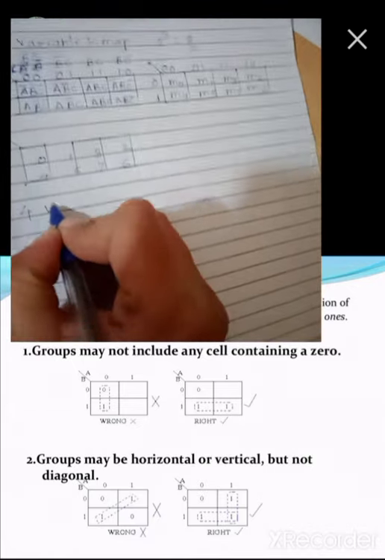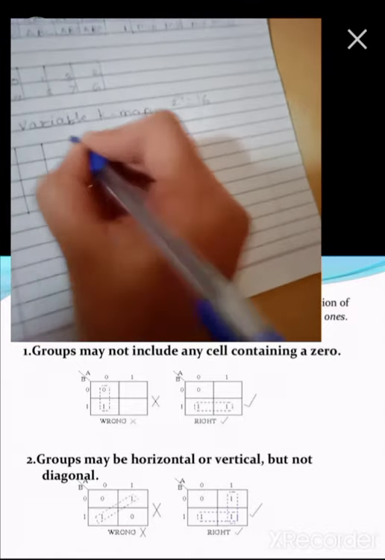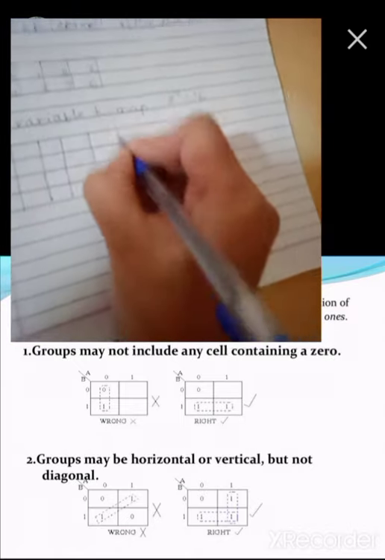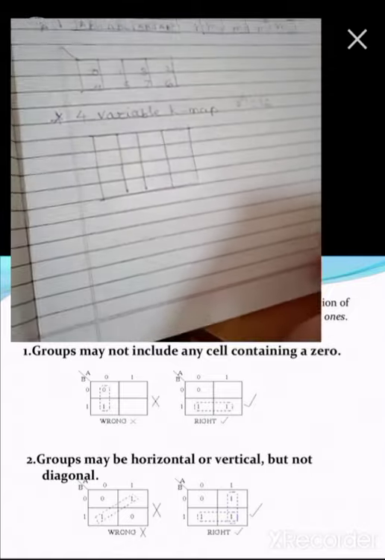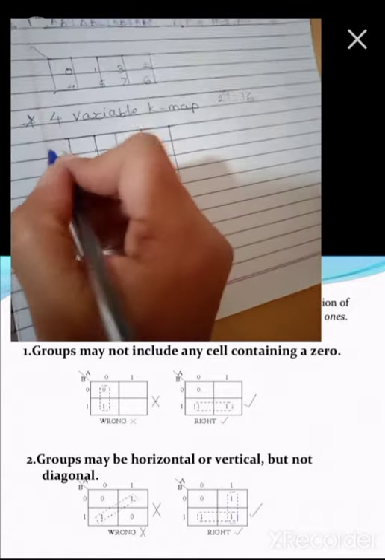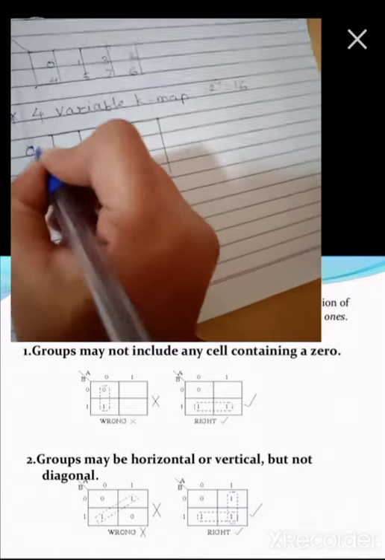Now a 4 variable K map means 2 raised to 4 is equal to 16. So it will contain 16 blocks, 4 columns, 4 rows, 4 into 4, 16. Now how to take variables? Here 0 0, 0 1, 1 1, 1 0. Same here 0 0, 0 1, 1 1, 1 0. That means on this side the variables are A and B, on this side C and D, right?